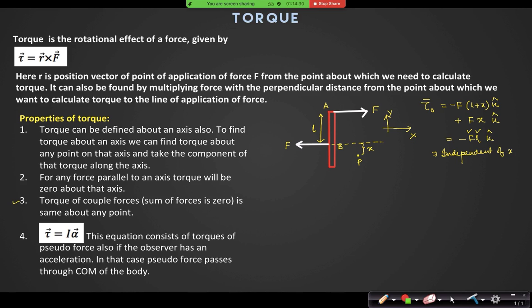But can the point be on the body? Any point means it is definitely possible. It can be the point B also. If you take point B, what is the torque of the lower force? It will become very easy then. It is just FL. If you take point A also, the torque is also FL. So it is true for any point in space. You will find the same torque about any point.